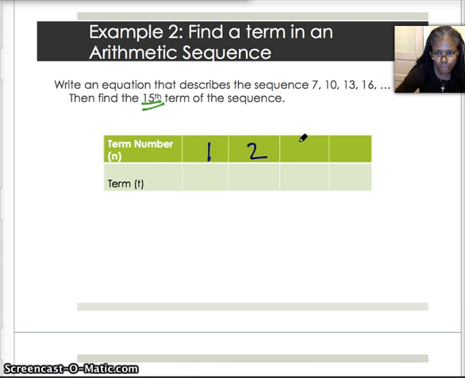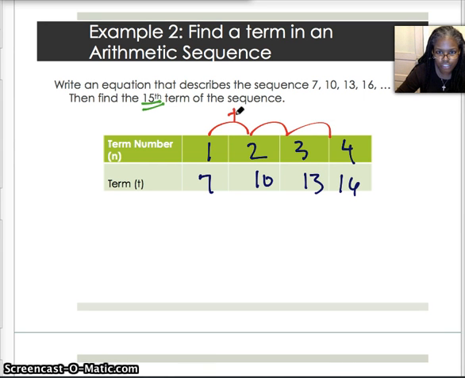We've got 1, 2, 3, 4 terms given. Those terms are 7, 10, 13, and 16. We're going to figure out what the common difference is. So for each positive increase of 1 in terms of the term number, we have a positive increase of 3. So we see that the common difference is 3.